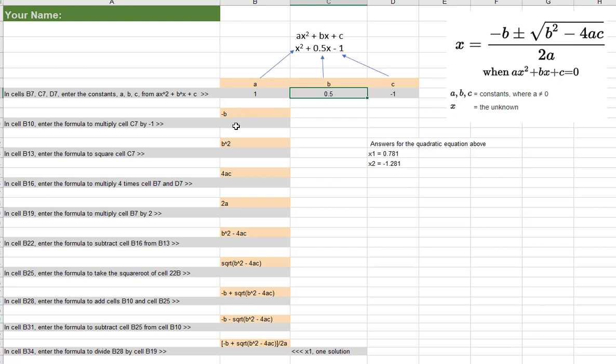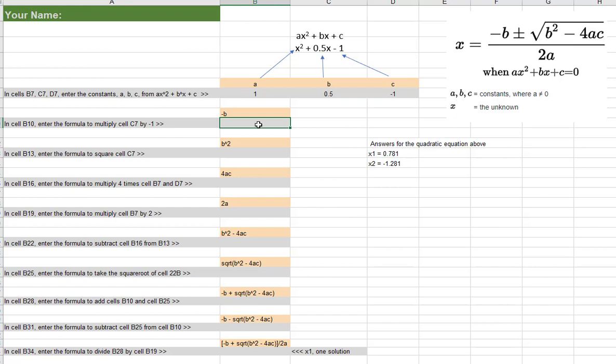You might say just enter -0.5, but I want to keep this in formula format. I don't want you to put specific numbers in these cells, because if you leave this in formula format, you'll be able to plug in any a, b, c values here and get an answer immediately. If you plug in specific values, all that work will be useful for only one particular quadratic equation.